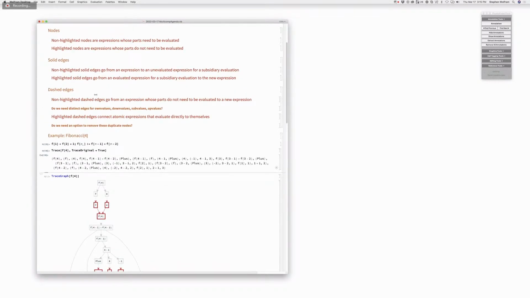Okay, the nodes. Non-highlighted nodes are expressions whose parts need to be evaluated. Highlighted nodes are those whose parts do not need to be evaluated because they already were evaluated, or because the head has non-standard evaluation. Well, but what about the 4 here? That doesn't need to be evaluated. Why isn't that right? In the output of trace, this is just represented as a singleton list. So I split it up into 2 different nodes: the non-highlighted node is from the expression decomposition, and the highlighted nodes come from things that have evaluated.